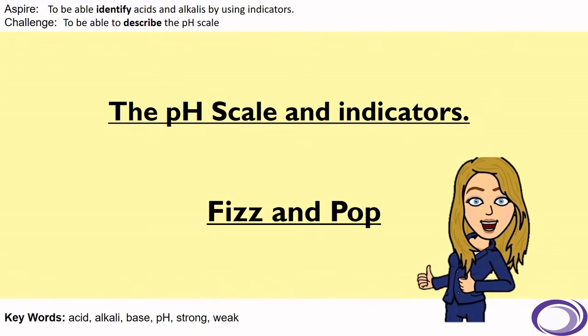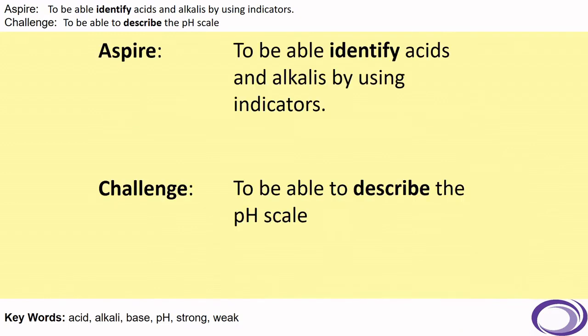Welcome to our lesson. Today we are looking at the pH scale and indicators. This is a part of the Fizz and Pop topic. Our challenge for today's lesson is to be able to describe the pH scale. Our aspire is to be able to identify acids and alkalis by using indicators.